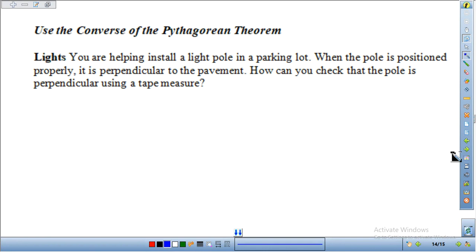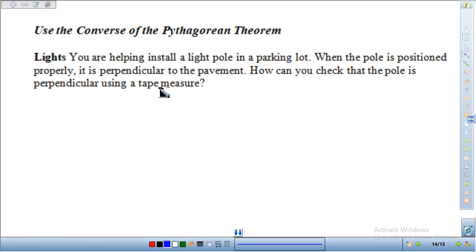All right, taking a look at this last problem, going to be a little bit of a challenge here for you. So you are helping install a light pole in a parking lot. When the pole is positioned properly, it is perpendicular to the pavement. How can you check that the pole is perpendicular using a tape measure?